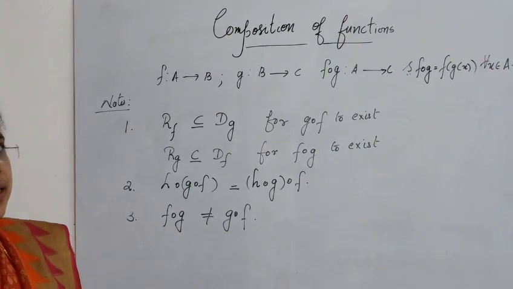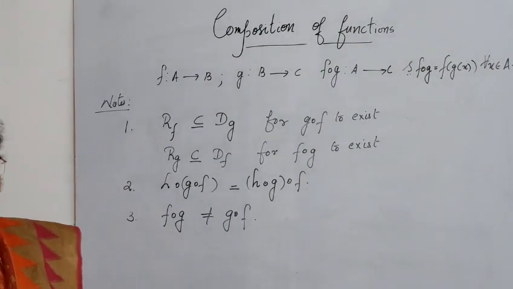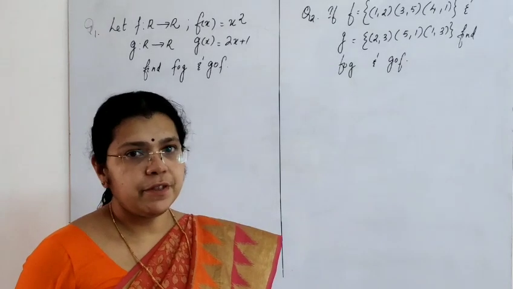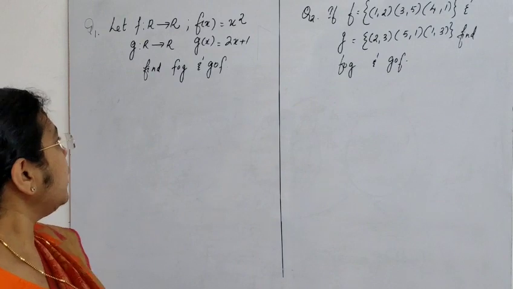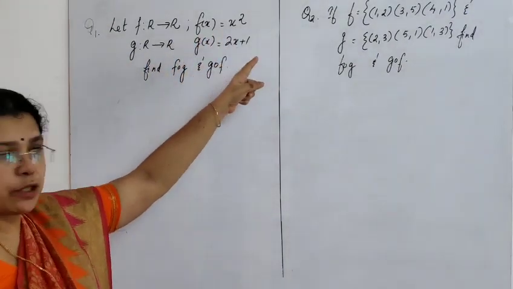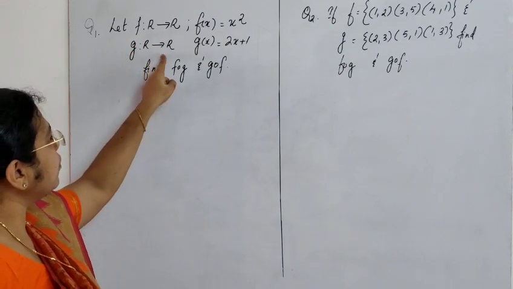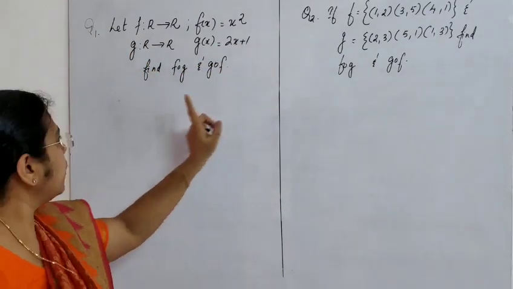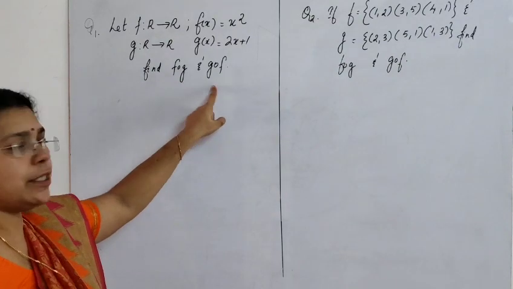Okay. Now let's see the examples for the composition of functions. Let's see the first example. Here you have a function f from R to R defined by f of x equals x square, and g is again a function from R to R defined by g of x equals 2x plus 1. You are asked to find fog and gof.